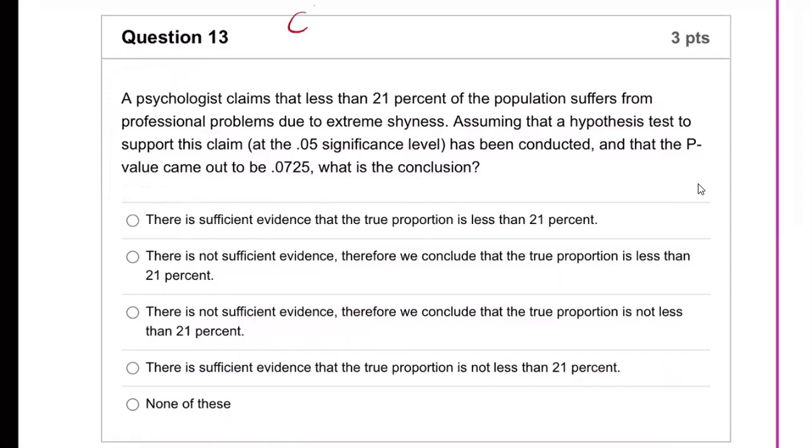Well, on every hypothesis test, you must start with the claim. What's being claimed? Less than 21%. That's a percentage, right? So it's P less than 0.21. That's what's being claimed. All right, so let's do the H0 and the H1.